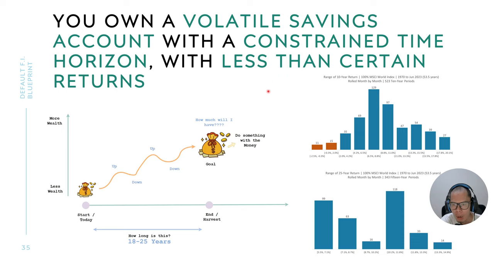Remember what you own in the portfolio, the different allocations. It's a volatile savings account with a constrained time horizon with less than certain returns. This is the picture. Karen will be this one for her at 40 years old. But the idea is it's a savings account, right? You go up and down, up and down, up and down. How much you'll have would depend on the returns, and the returns can be uncertain over here. There are some parts of this that we're going to tackle in some of the next section, okay?